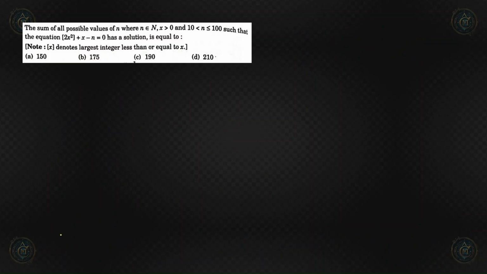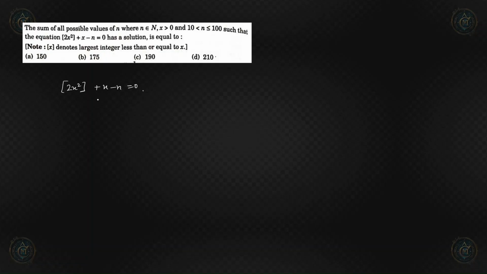Here it is saying: the sum of all possible values of n, where n belongs to natural numbers, x is positive and 10 less than n less than or equal to 100, such that the equation greatest integer of 2x square plus x minus n equal to 0 has a solution. Okay, so we have the equation this plus x minus n equal to 0, right?